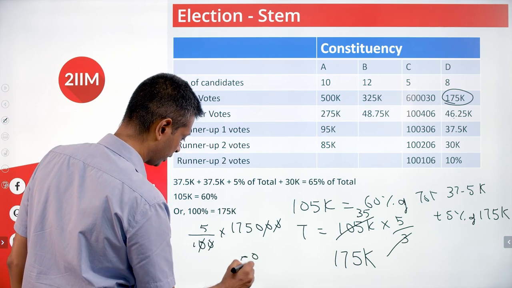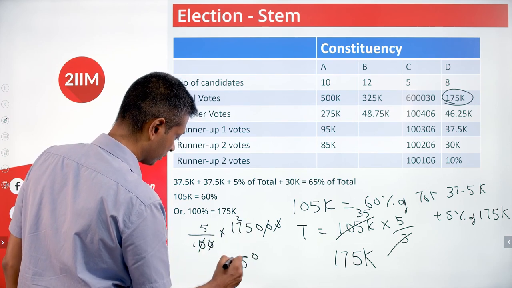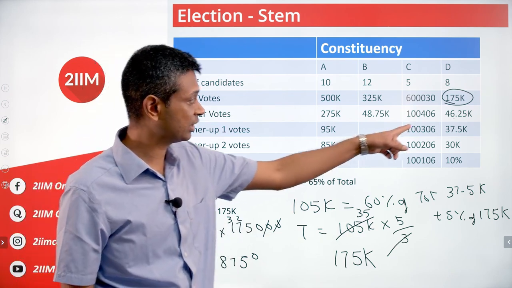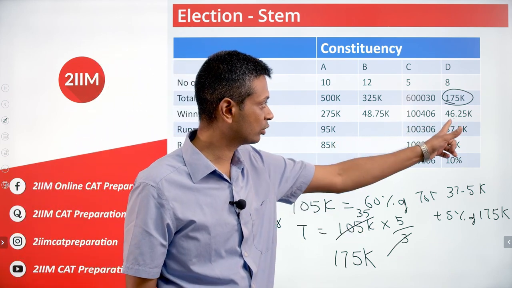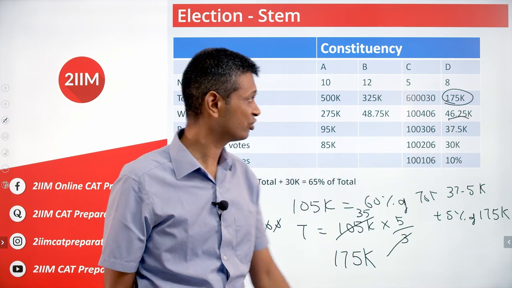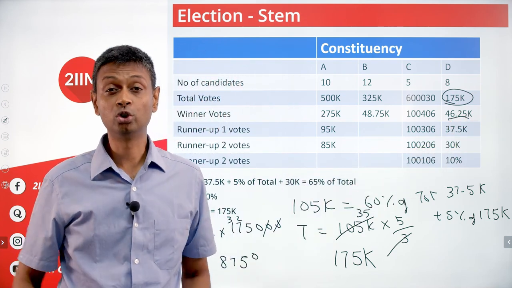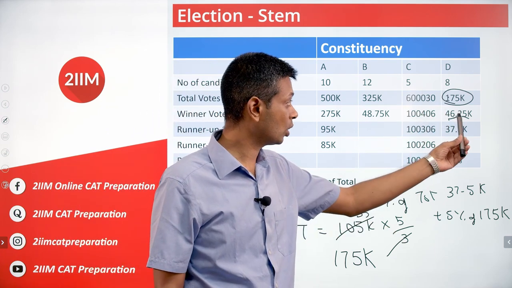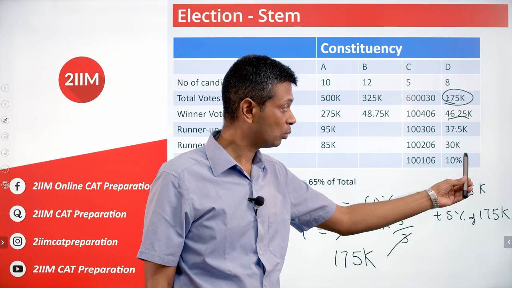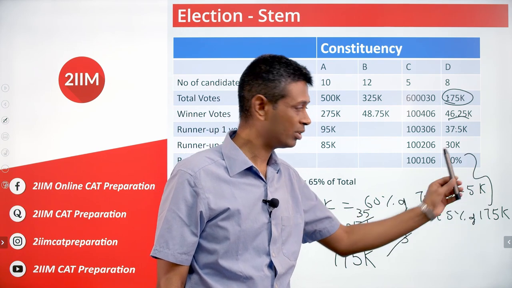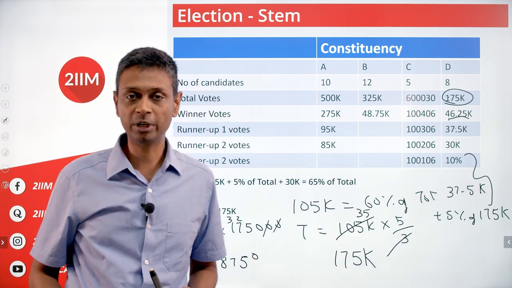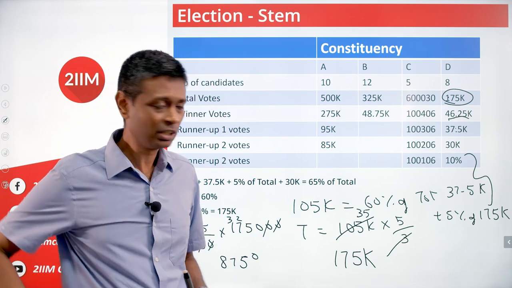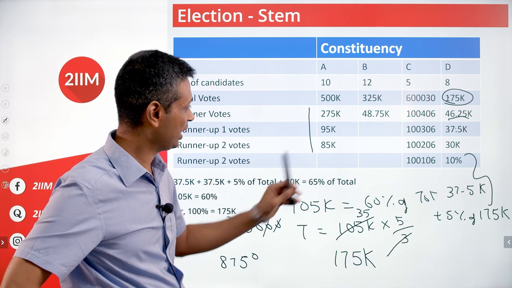So 55 is 25, 52, 37, 73, 8750. 8750 plus 37,500 takes us to 46.25k, 46250. So now we've got the total number of votes polled in D. What the winner got, what runner-up one got, runner-up two got, what all of them put together got, what this guy got, everything we've got, complete data. We've got reasonably full data on C and D. We've got a sufficient amount on A.